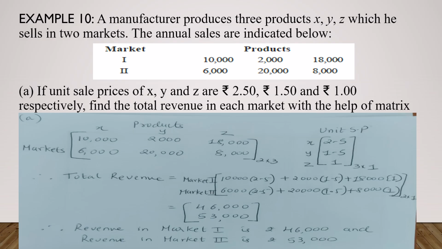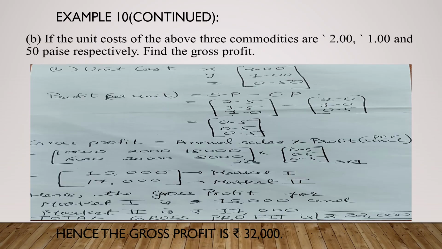Just multiply the matrices. The first element is 46,000 and the second is 53,000. These two are for the two different markets, market 1 and market 2. So what we have obtained is revenue for market 1 is rupees 46,000 and the revenue for market 2 is rupees 53,000. In the second part of the question, it is given that if the unit cost of the above three commodities X, Y and Z is 2, 1 and 0.5 respectively, you have to find the gross profit.